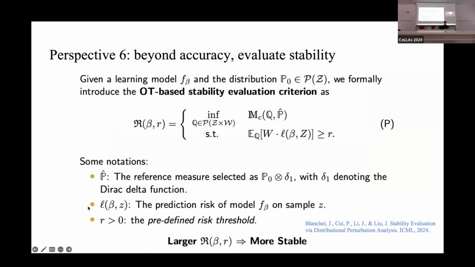And then here's the notion of our stability measure, and it's quite easy to understand. We try to minimize the perturbation distance such that the performance of our model will drop to a predefined threshold. Here R is the predefined risk threshold, and this MC denotes the previously mentioned OT distance.